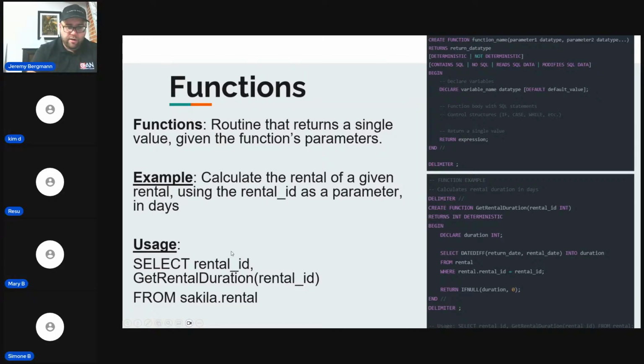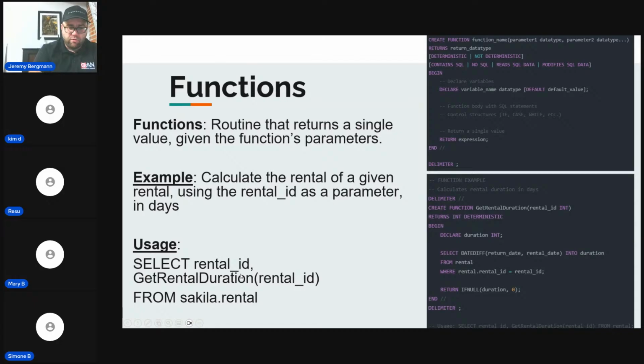So you could use it in a query like this. You could do select rental ID. You create this function, rental duration, on rental ID. You can get the rental duration. You have this function you created, rental ID, on the SQL rental database. So this is a scalar function.